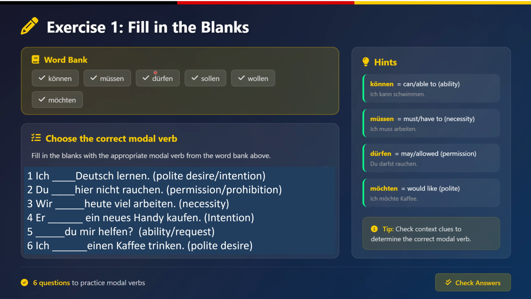Können, müssen, dürfen, sollen, wollen, möchten. The sentences are: Ich blank Deutsch lernen. Du blank hier nicht rauchen. Wir blank heute viel arbeiten. Blank ein neues Handy kaufen. Blank du mir helfen. Ich blank einen Kaffee trinken. Use the hints on the right to help you choose. This exercise trains you to select the correct modal according to the context and meaning.